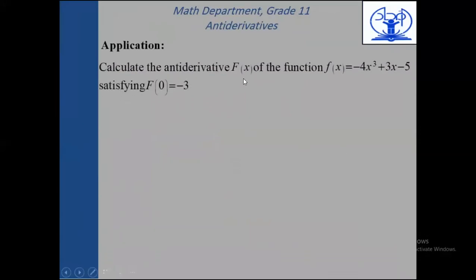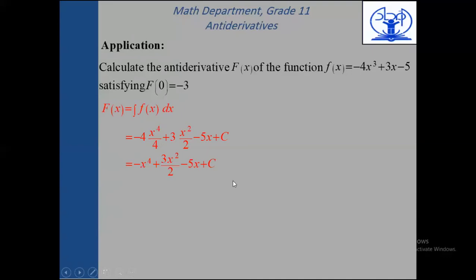Application: calculate the antiderivative F of x of the function. I'm saying the antiderivative, so I'm talking about one specific antiderivative of this small f of x, minus 4x cubed plus 3x minus 5, satisfying F of 0 equals -3. To find the required antiderivative, we start by finding the integral of f of x. But this will give us the set of all antiderivatives because you will have plus c at the end. So it's minus 4x^4 over 4 plus 3x squared over 2 minus 5x plus c. So it's minus x^4 plus 3x squared over 2 minus 5x plus c.